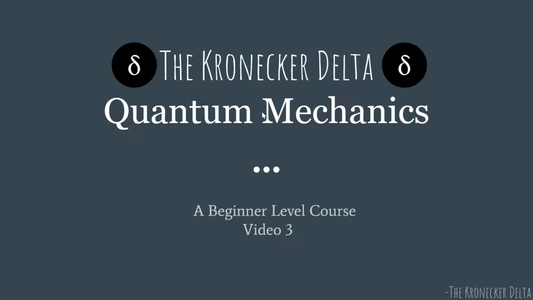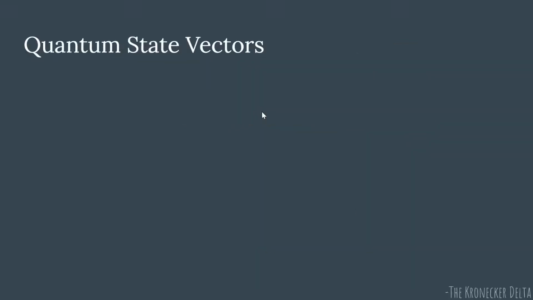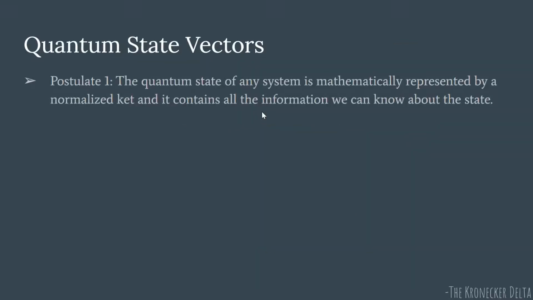In this video, we'll understand quantum state vectors, Hilbert space, what bases are, inner products, and normalization of a ket. We'll start with quantum state vectors. We had already seen postulate 1 in video 2, where we said that any quantum state can be represented mathematically by a normalized ket, and this ket contains all the information that you can ask about the state.